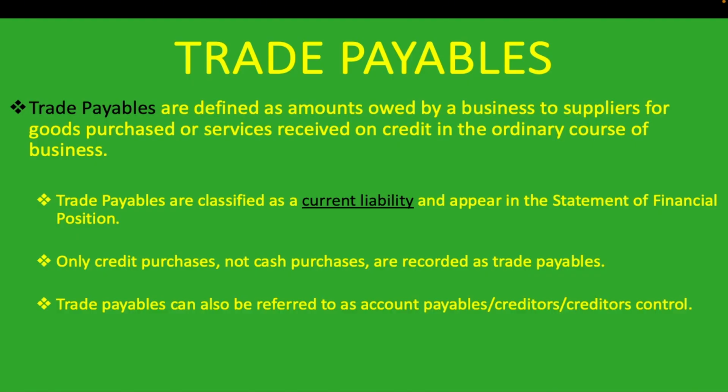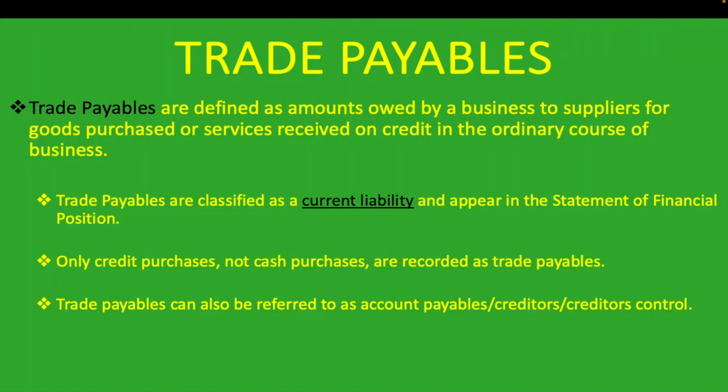Trade payables can also be referred to as account payables or creditors control or just payables. So if you see any of those terms there, you know that it's usually used interchangeably. Accounts payable, creditors, or creditors control even. It would be referring to trade payables. So you just have to remember that when you're seeing these other terms being used, it's not different from your trade payables.